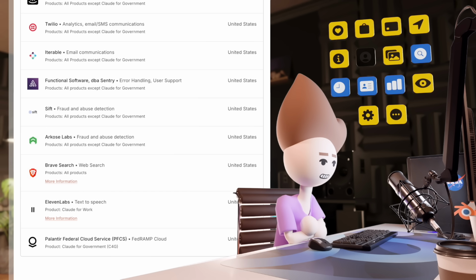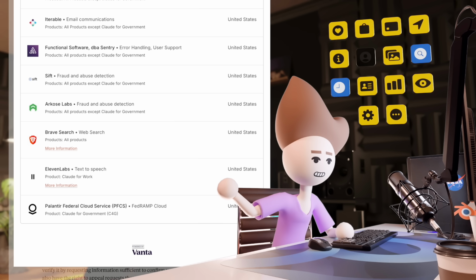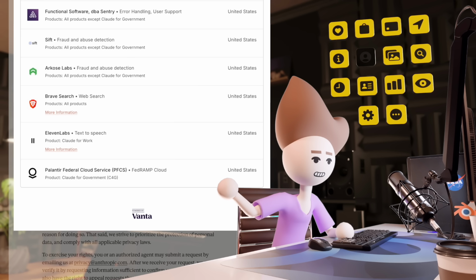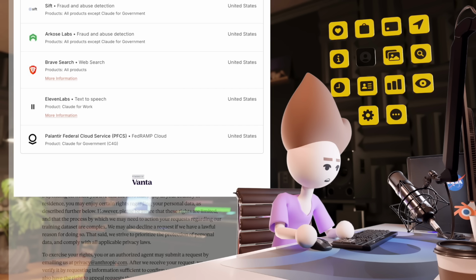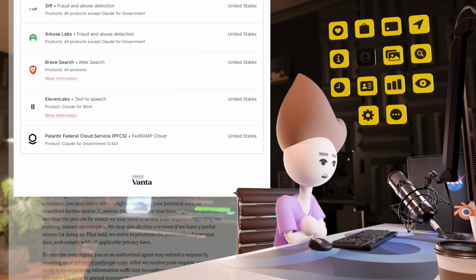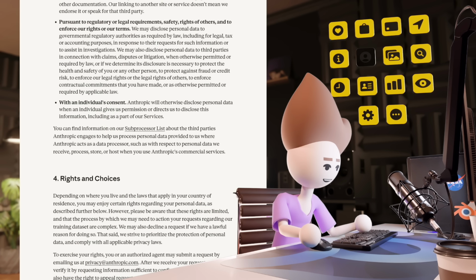SIFT and Arcosi Labs are used for fraud and abuse detection, so that's going to be usage data and identifiers. The Brave Search is going to have search history and browsing history. 11 Labs is going to have user content as well, since it's just reading responses. And then the spookiest company on the list, Palantir. FedRAMP Cloud implies that this is mainly used for government uses, but I have no idea what data goes to Palantir. So that's unsettling to say the least. But hey, at least we have a list. That's more than most companies provide.